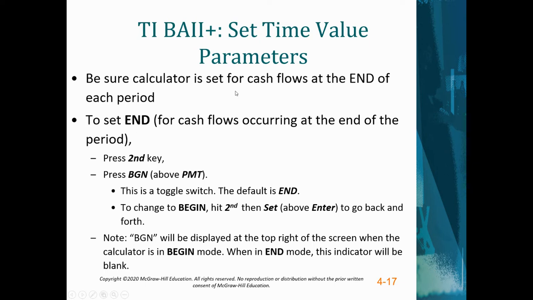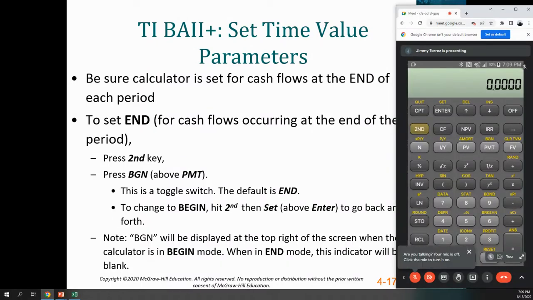I want to be sure that the calculator is set for cash flows at the end of each period. We'll do both later on, but the default is end, but we're going to go ahead and do it anyway and make sure it's the default. So here we go. I'm going to press the second key, and above the PMT, I have BGN. So I'm going to hit PMT right there, which is a toggle switch between end and begin.